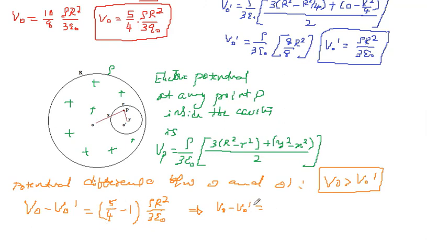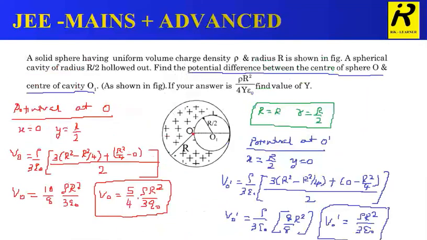So that means what we got, VO minus VO dash is equal to, this will be how much? This is 1 by 4 rho r square divided by 3 epsilon O. Okay, this much. Otherwise I can simply write rho r square divided by 4 multiplied by 3 epsilon O. Okay, this much. Now what we have to do is we have to compare this term with the given condition, that is this one.